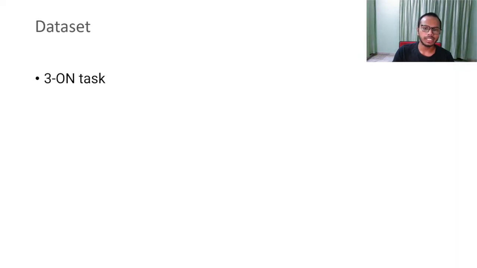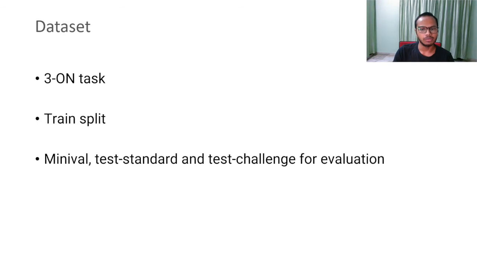We base the Multi-on challenge on 3-on tasks, where the agent has to navigate to 3 target objects in each episode. We have 50,000 episodes per scene in the train split. For evaluating the challenge entries, we use 3 dataset splits: Minival, Test Standard, and Test Challenge.